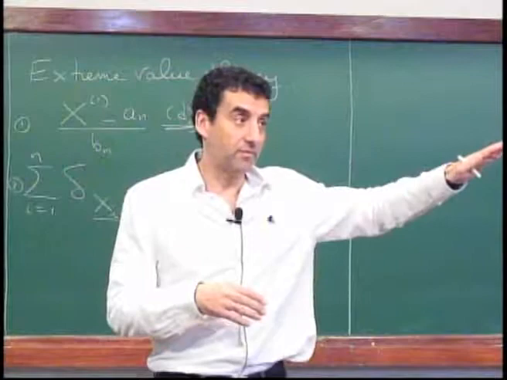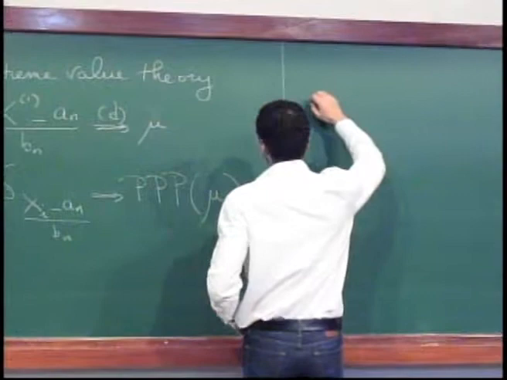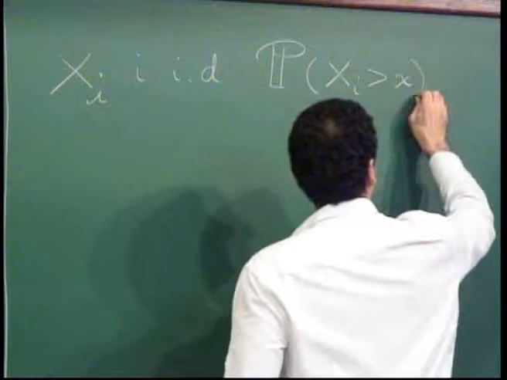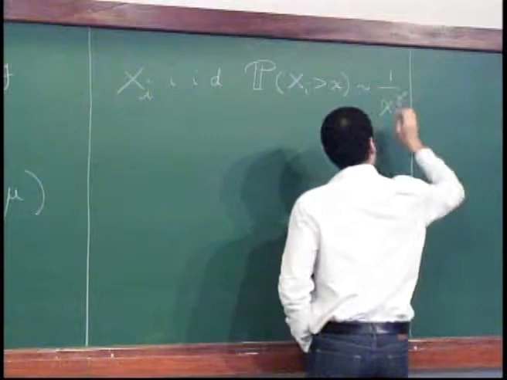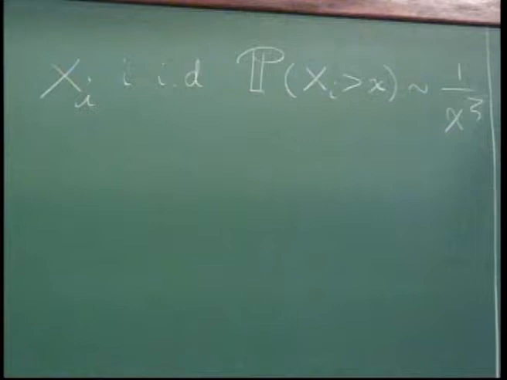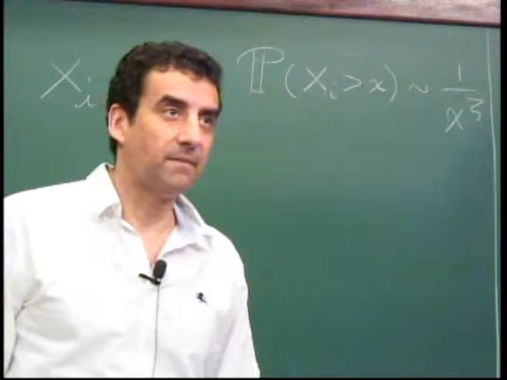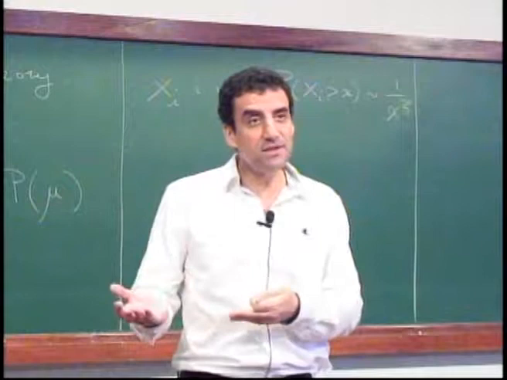Here, if you take the xi's to be IID, but with a heavy tail, the probability that xi is larger than x is of order 1 over x to the zeta, a power law. So what is the important threshold for zeta? There's one zeta above which something happens and below which something else happens. It's of course one.